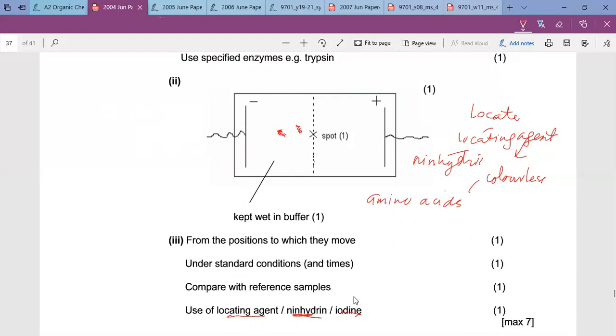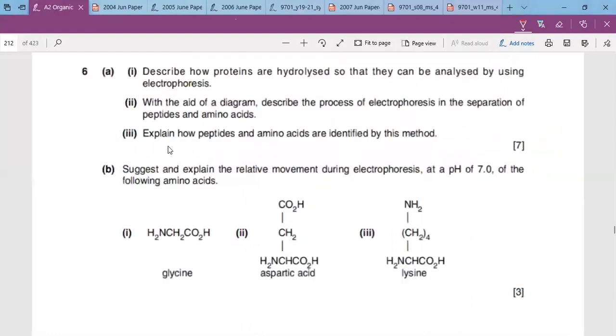Okay, let's look at the other part of the question. Explain how these peptides are separated by this method. Actually, what you do is you measure the distance. You need, of course, a reference to measure the distance, and we talk about this later. Just want to talk about this simple thing to fulfill these conditions here.